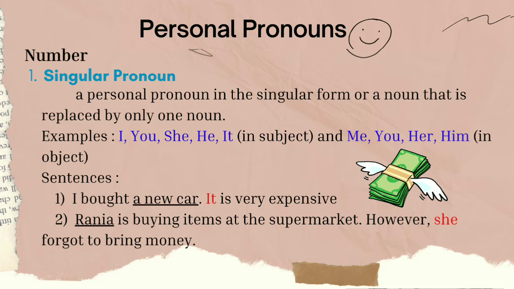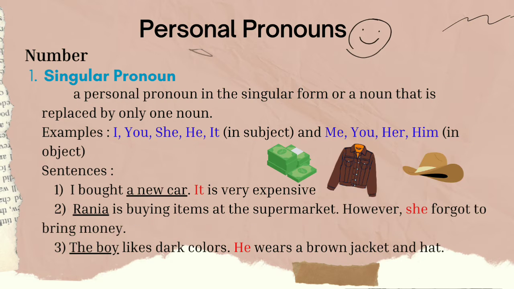Next, Rania is buying items at the supermarket. However, she forgot to bring money. In the second sentence, the word she refers to Rania, because there is only one person, so we use the singular pronoun she.